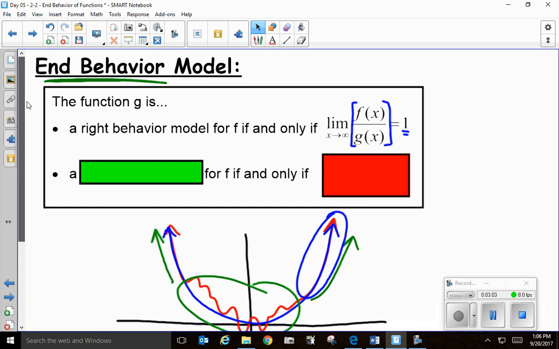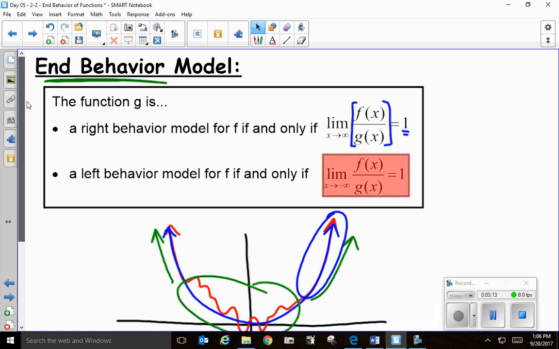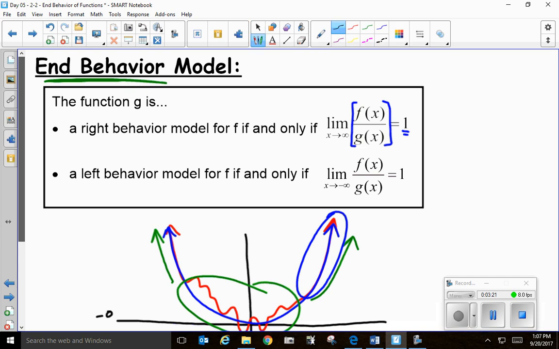And if there's a right behavior model, there's also a left behavior model. If and only if, well, it's the same situation, but your limit is as x approaches negative infinity. Because on the left side, isn't that where x goes to negative infinity? Right. And the right side is where x goes to positive infinity. So that's why we use those.